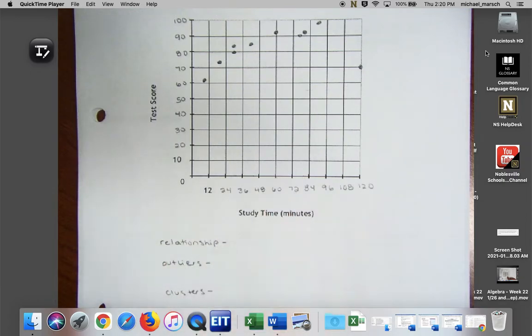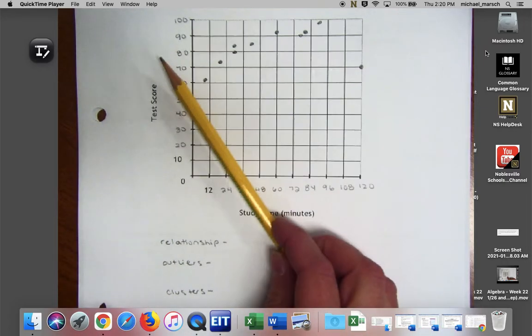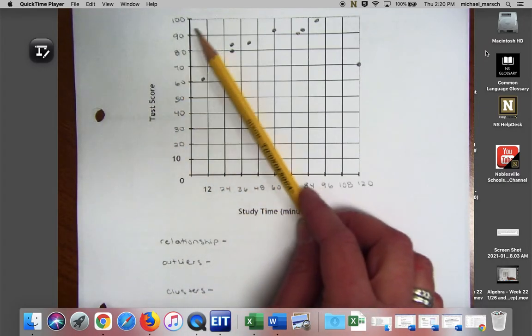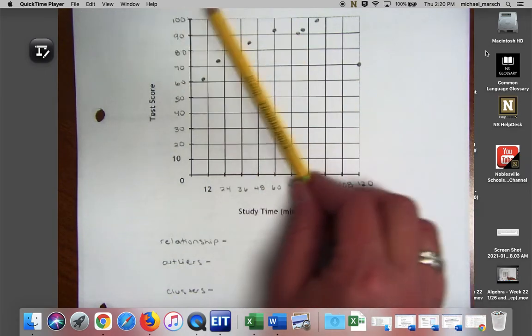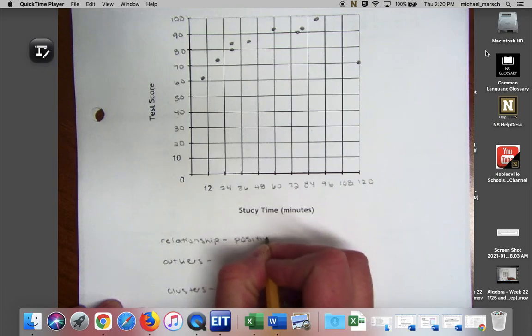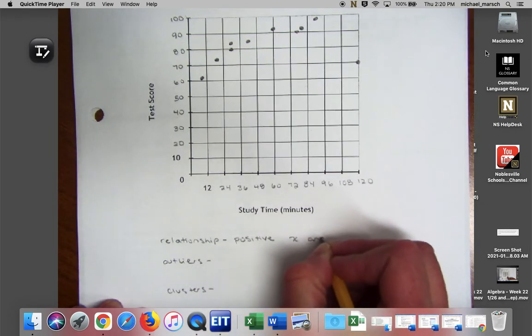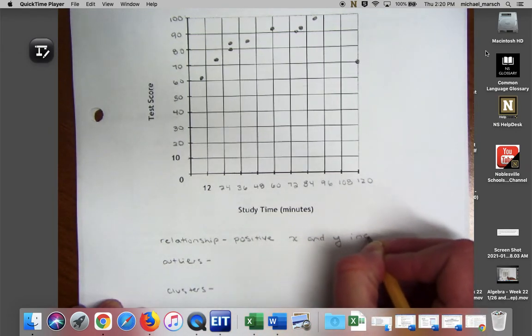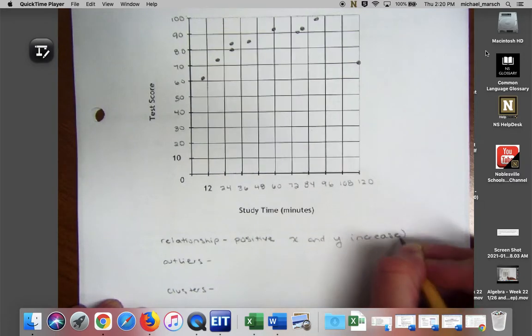Okay, what's the relationship here? It is positive, right? Because when you're looking at the trend, it shows that the more you study, the higher your grade will be. So positive. X and Y increase.